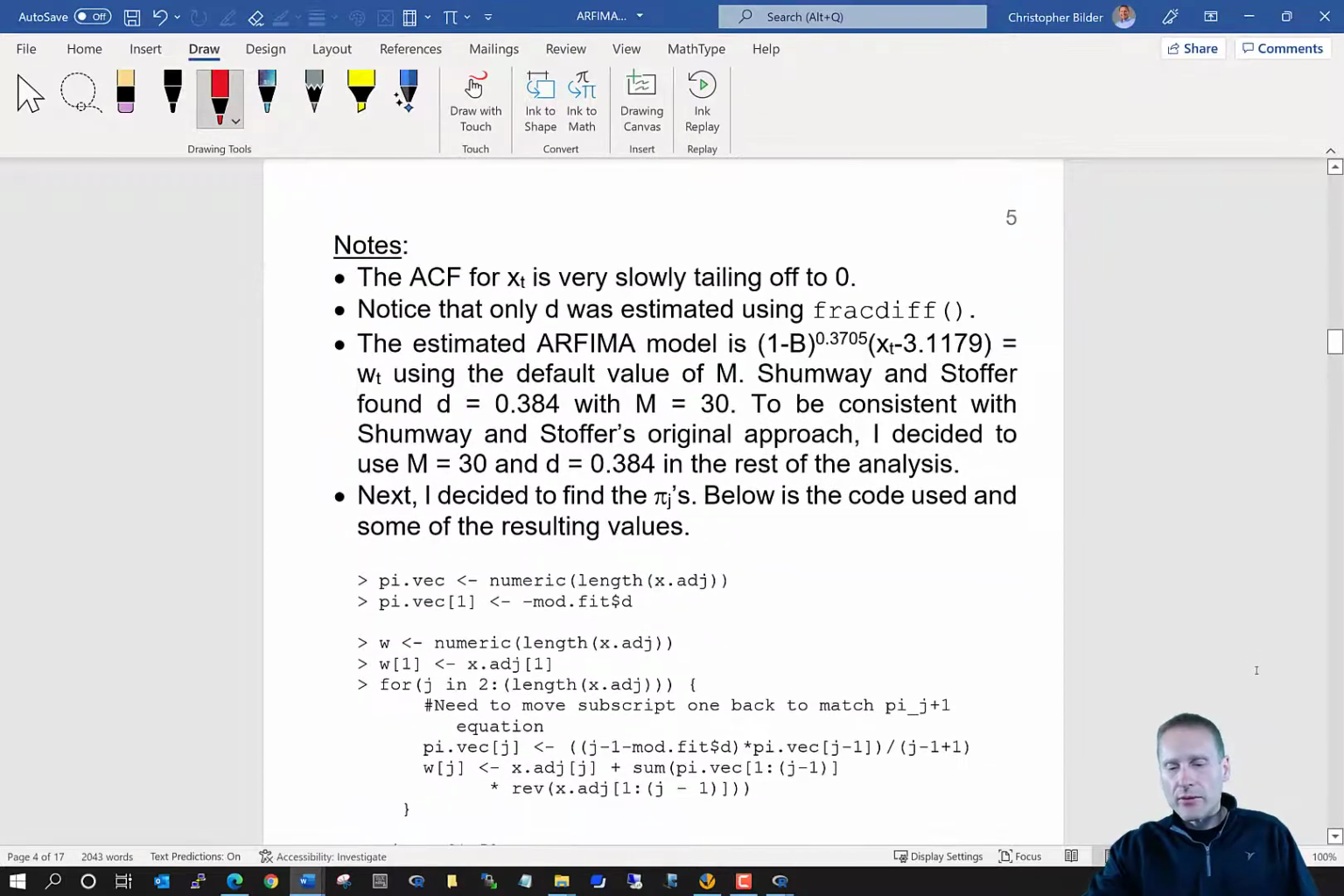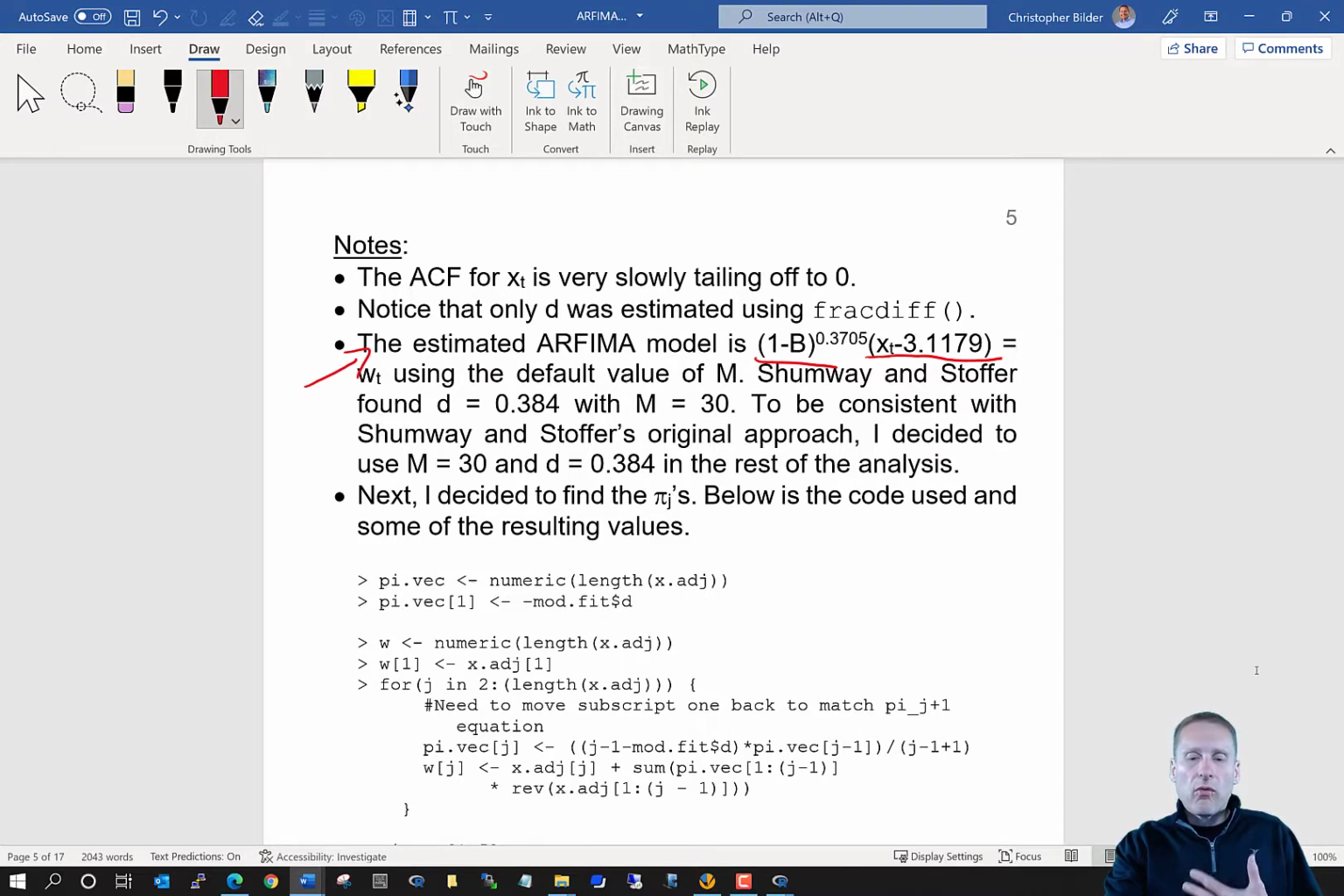Okay, so some notes. Here's what the actual estimated ARFIMA model would be, how it would be stated in this case: (1 minus B) raised to the 0.37 power times (x_t minus that estimated mean, 3.1179) is equal to w_t.